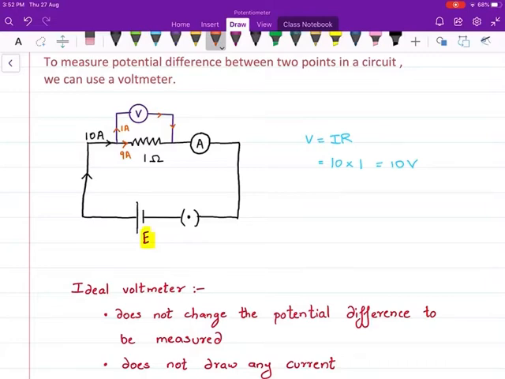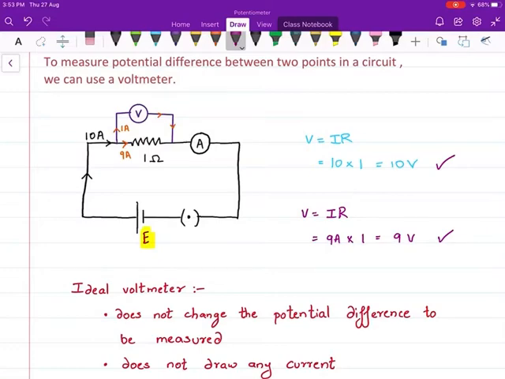What will the voltmeter measure? Now the voltmeter will measure the potential difference as V is equal to IR, where I has now become 9 ampere and R is 1 ohm. So it is going to measure a value of 9 volt. The actual voltage was 10 volt potential difference, and now it is measuring a potential difference of 9 volts, right? So this is the problem with the voltmeter. It is going to measure a potential difference which is not accurate. It is going to give us a potential difference which is little lesser than the actual potential difference.